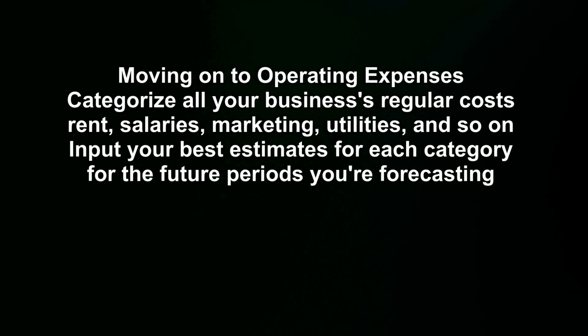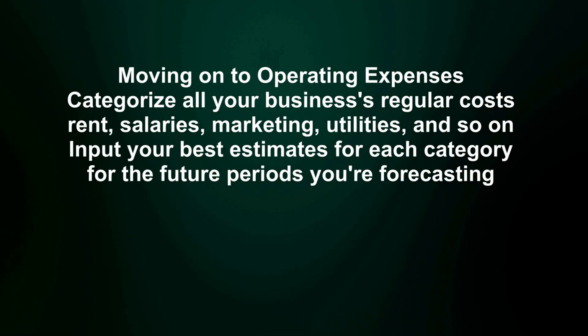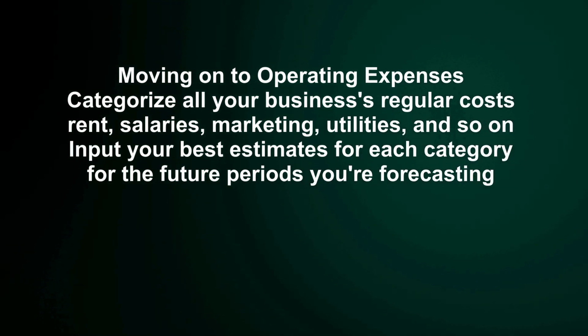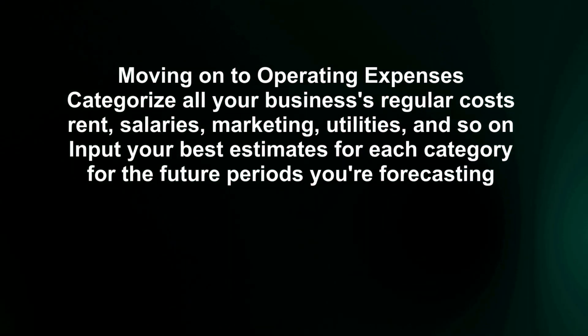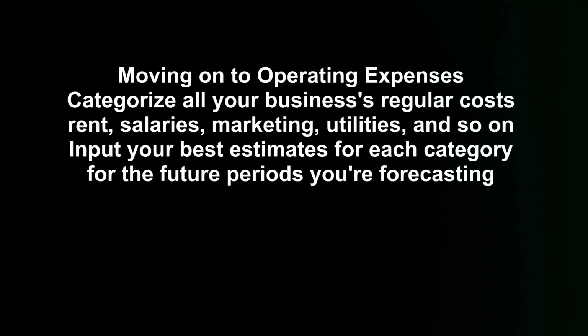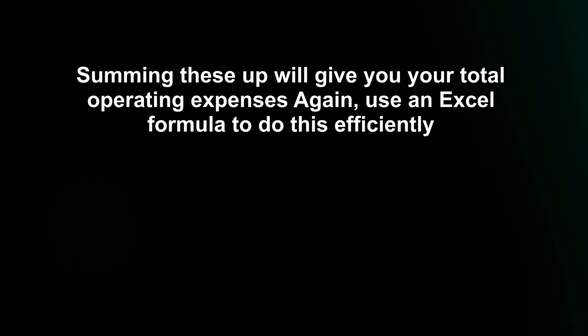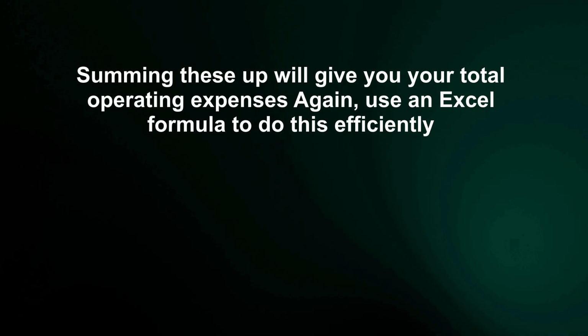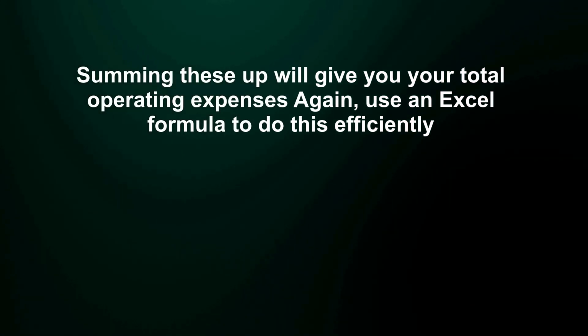Moving on to operating expenses. Categorize all your business's regular costs: rent, salaries, marketing, utilities, and so on. Input your best estimates for each category for the future periods you're forecasting. Summing these up will give you your total operating expenses. Again, use an Excel formula to do this efficiently.